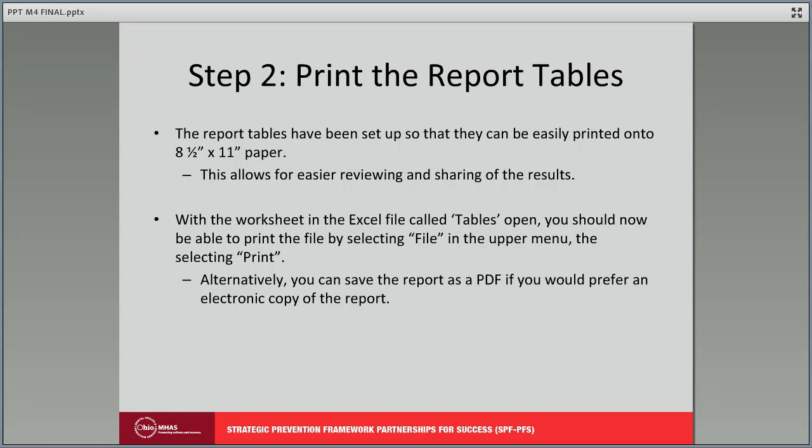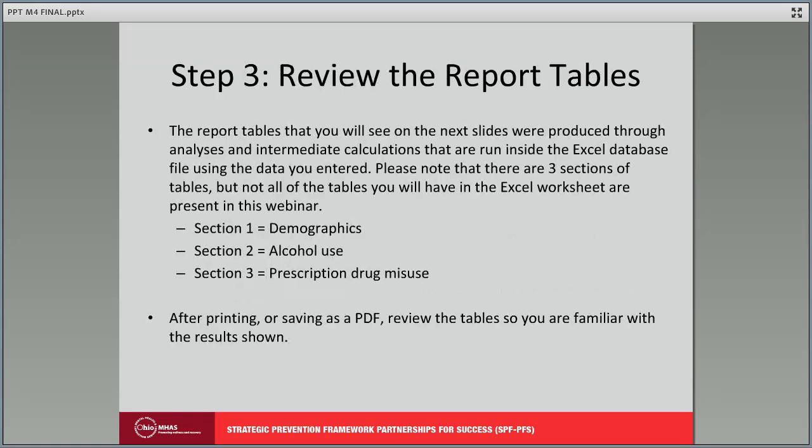With the worksheet in the Excel data file called Tables open, you should now be able to print the file by selecting File in the upper menu, then selecting Print. Alternatively, you can save the report as a PDF if you would prefer an electronic copy of the report. If you have difficulties while printing the report tables, please access the link in the Module 4 manual for guidance.